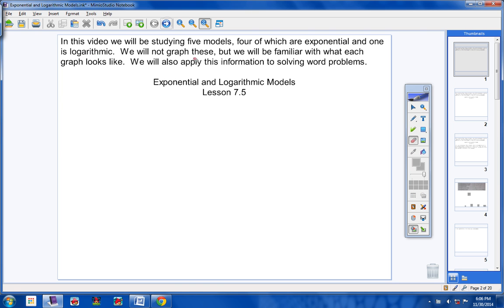Your heading for today is exponential and logarithmic models. Write that down in your notes if you would, please. Lesson 7.5, and be sure to include today's date. I'll pause a second while you copy that down. Exponential and logarithmic models, lesson 7.5, and be sure to include today's date.